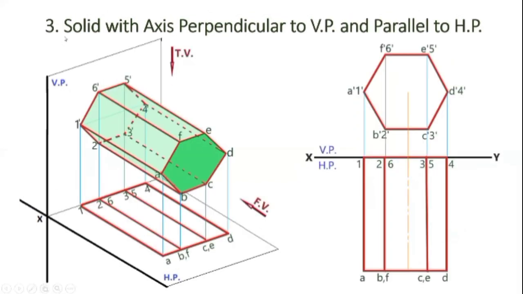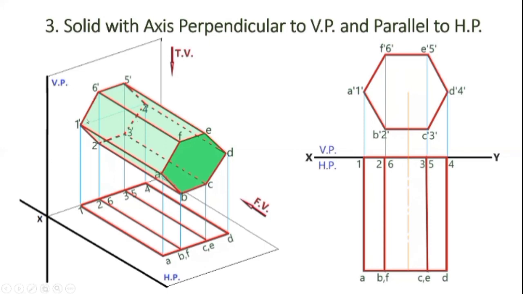Next condition: a solid with its axis perpendicular to the vertical plane and parallel to the horizontal plane. Here we have placed a hexagonal prism, and the axis is perpendicular to the vertical plane and parallel to the horizontal plane. When we look from the front view and project all these points on the vertical plane, in the vertical plane we get a hexagon.